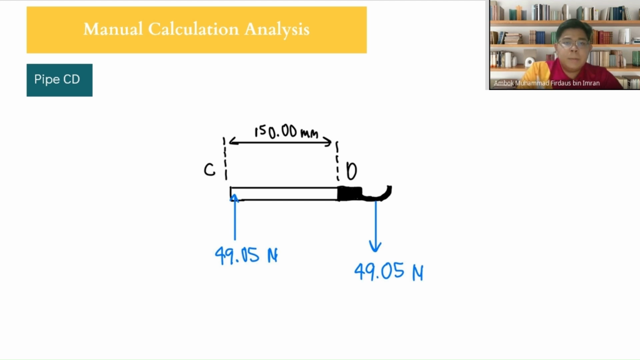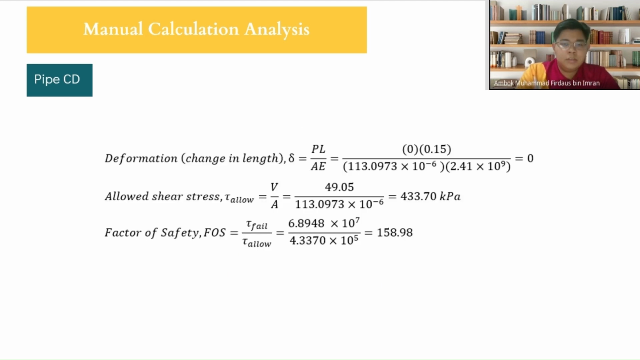Now pipe CD is quite simple, because as you can see here, the force acting on it is downwards 49.05 Newton, and it is a linkage, not a fixed support. Therefore, there are only reaction forces acting there. There is no moment. So it is basically the same process. However, one thing to note here, there is no normal force acting on it. Therefore, there is no deformation, theoretically or numerically.